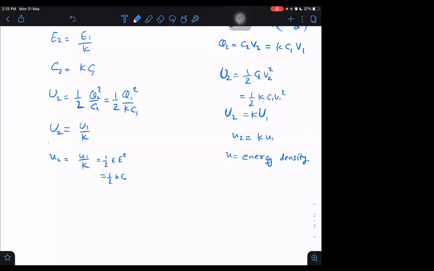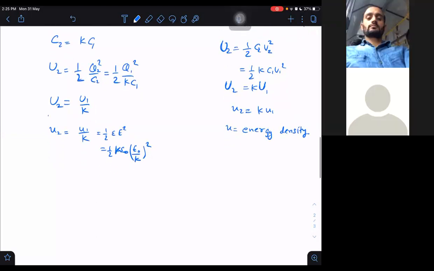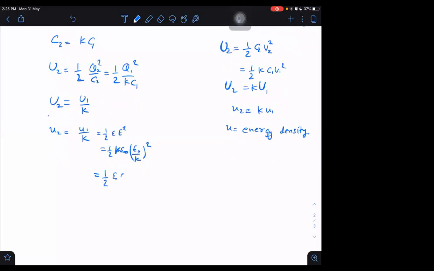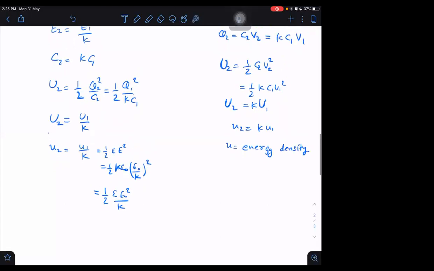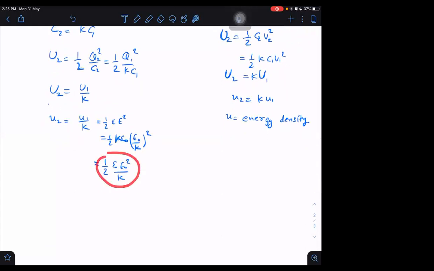K times epsilon naught into E naught upon K. Write it down in order to make this point further clear. Which will become again half of epsilon naught into E naught square by K. But an easier way to do this will be by the potential energy formula. That is the easier way to approach. But this way also we can approach, but don't forget that epsilon also changes in this.